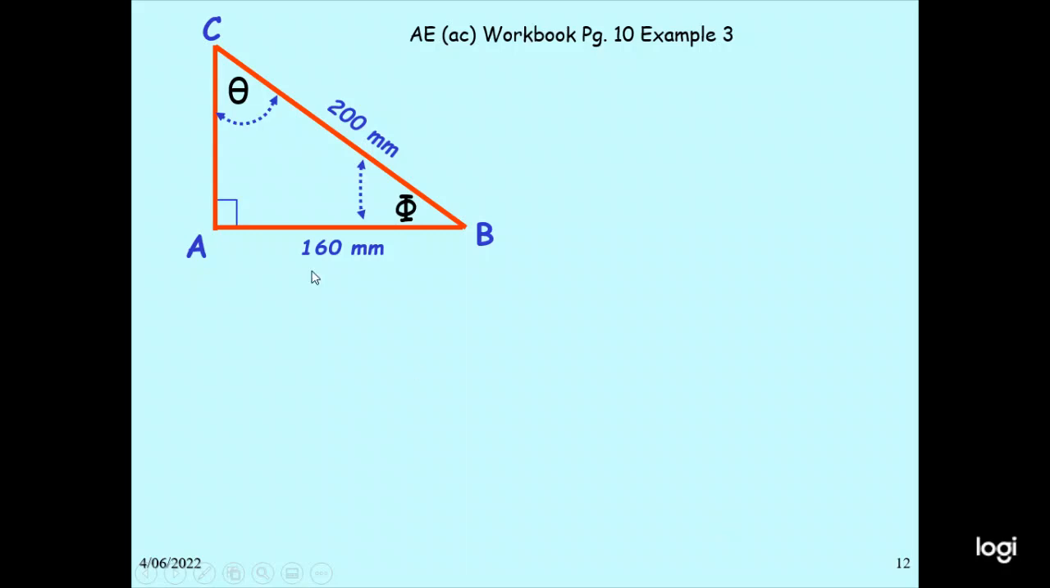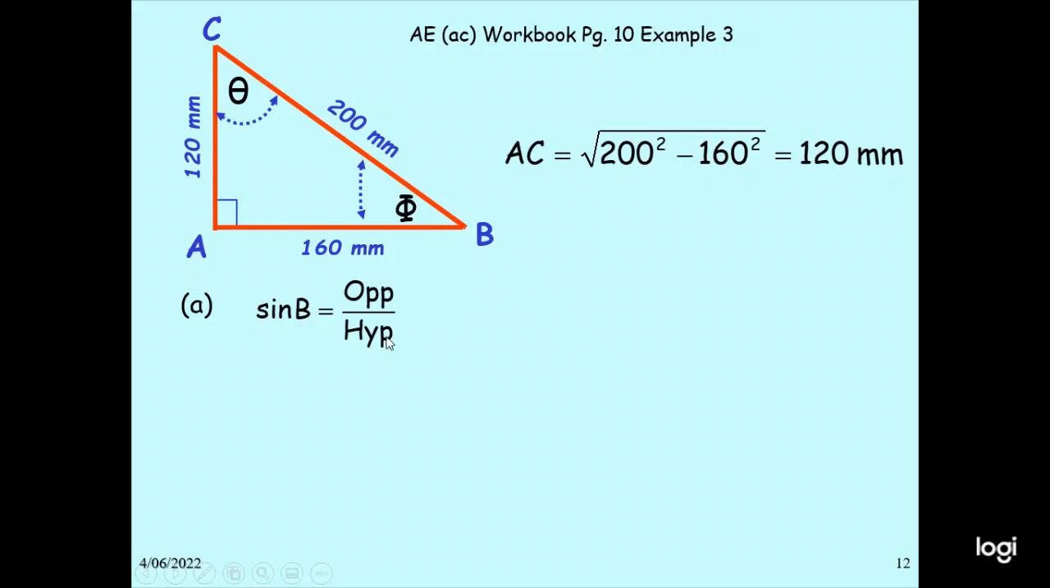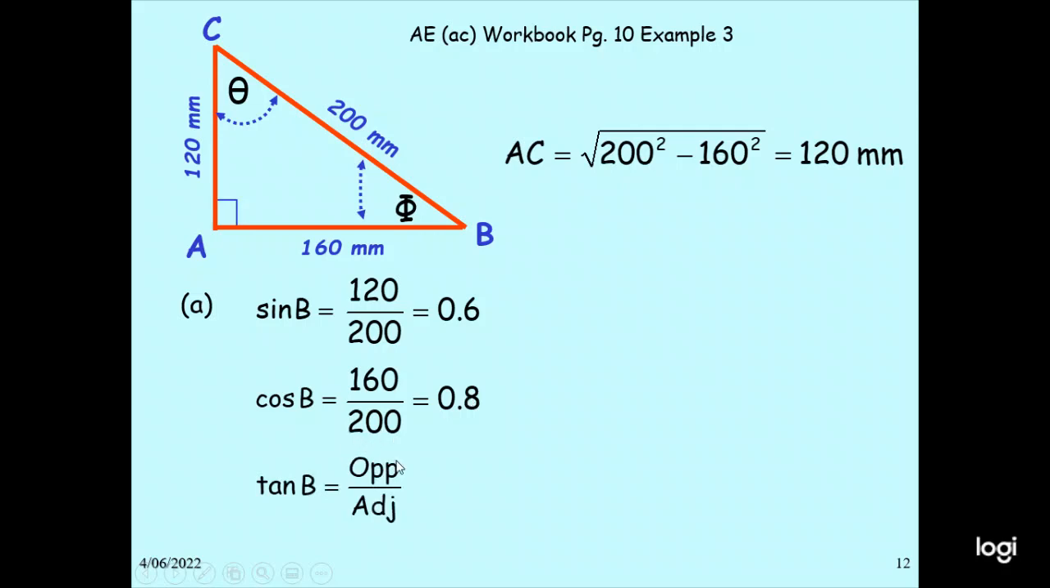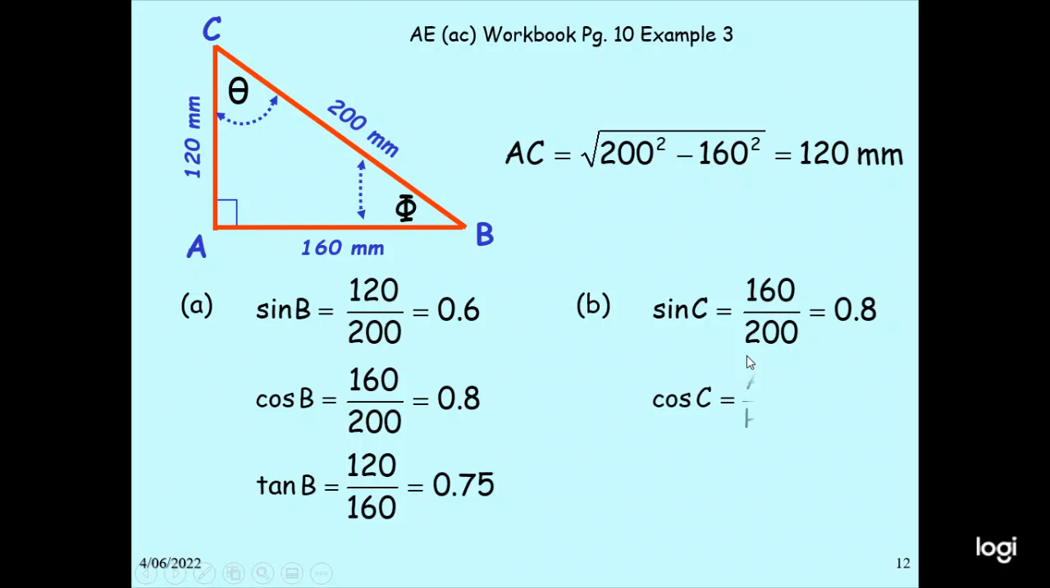So this angle, this angle, 200 millimeter, 160 millimeter. So AC will be the square root of 200 square minus 160 square, 120 millimeter. So sine B is opposite by hypotenuse, so you get 120 by 200. Cos beta is adjacent side by the hypotenuse, so there will be 160 by 200. Tangent beta is opposite by adjacent side, so 120 by 160, you get 0.75. Sine C is opposite by hypotenuse, so 160 by 200, 0.8. Cos C is adjacent by hypotenuse, so 120 by 200 is 0.6. Tangent C is opposite by adjacent side, 160 by 120.